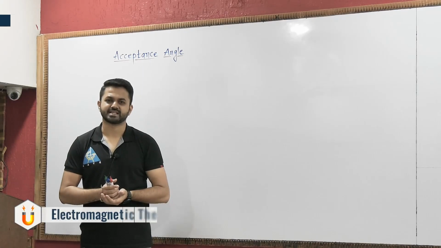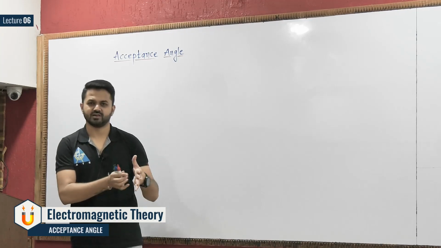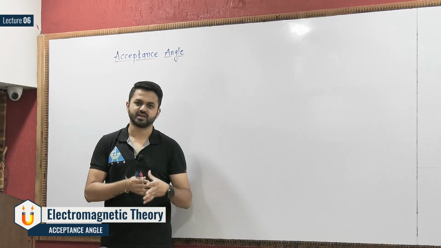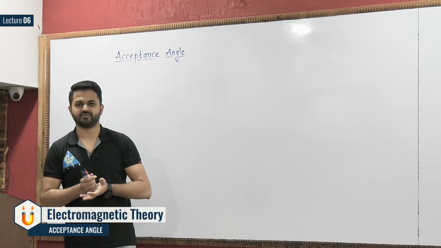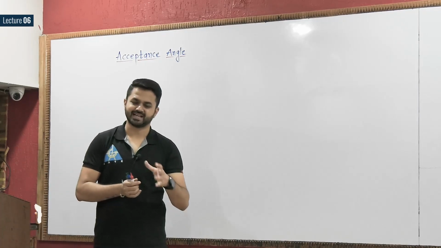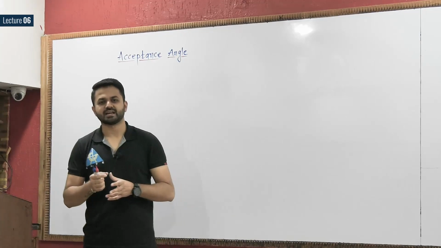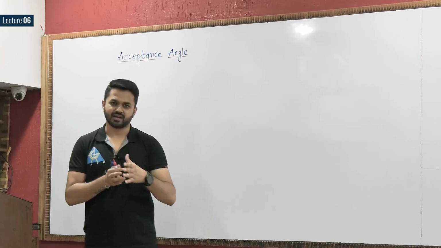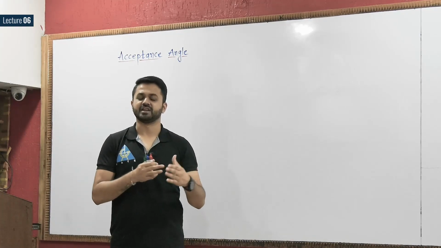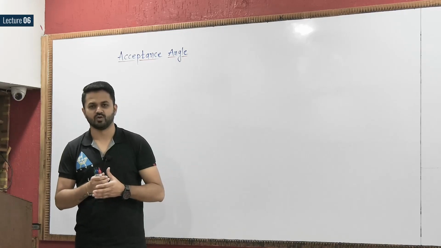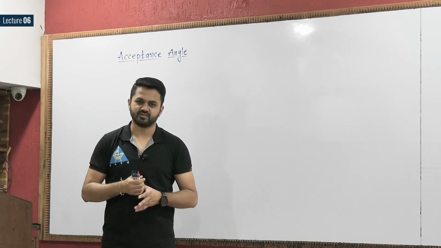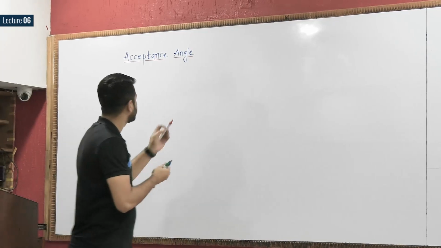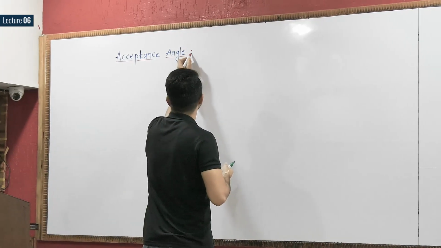So the next topic is acceptance angle. We have already discussed the ray theory, in which we studied the critical angle and total internal reflection. Now we will discuss the acceptance angle. The acceptance angle is nothing but the maximum angle that a light can have relative to the axis of the core and propagate down through the optical fiber. If you want to write the definition, you can write it.